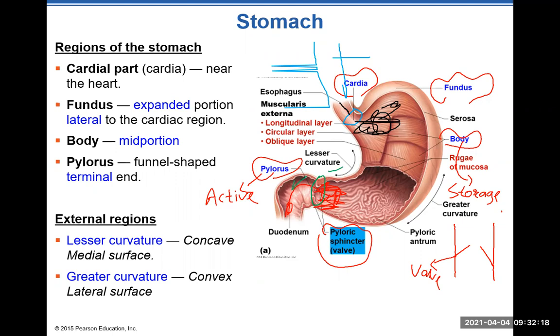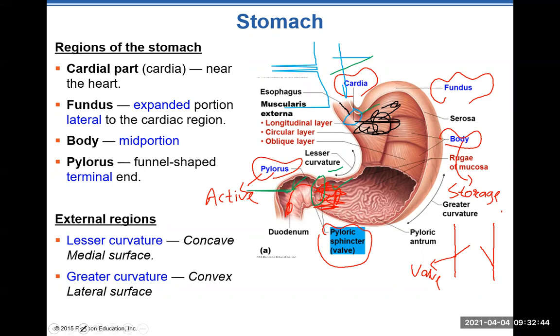Sometimes the question says, where do you find the pyloric sphincter? So you should know the location. Where do you find the cardioesophageal sphincter? So you should know the locations. Cardioesophageal is present between the esophagus and the first part of the stomach. And pyloric sphincter is between the pyloric part of the stomach and the first part of the small intestine.